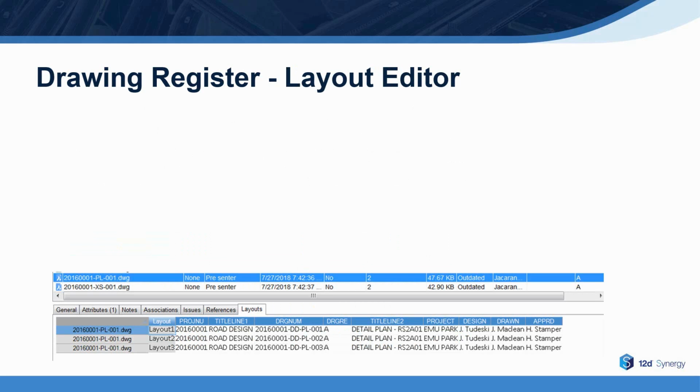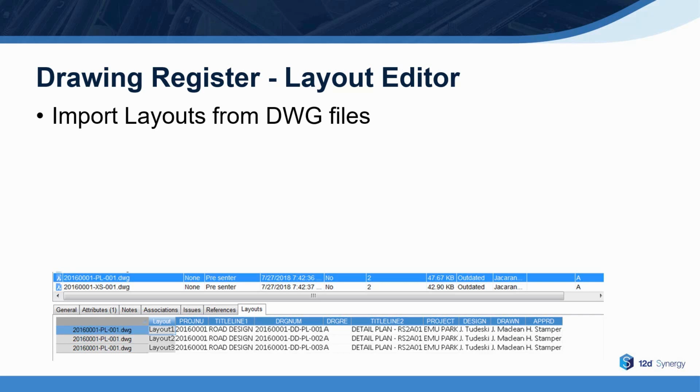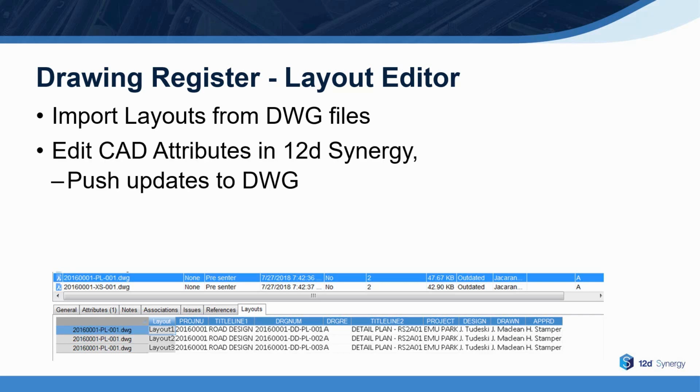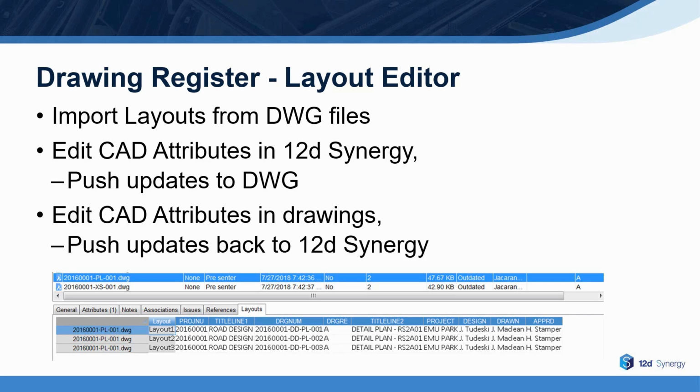For the layout editor, this imports your layouts from the DWG files and brings the CAD attributes in for editing. So you can edit your CAD attributes in 12D Synergy, and then you can push your updates to the DWG. However, this method also allows you to edit the CAD attributes in the drawings and then push the updates back to 12D Synergy, something the spreadsheet version can't do.